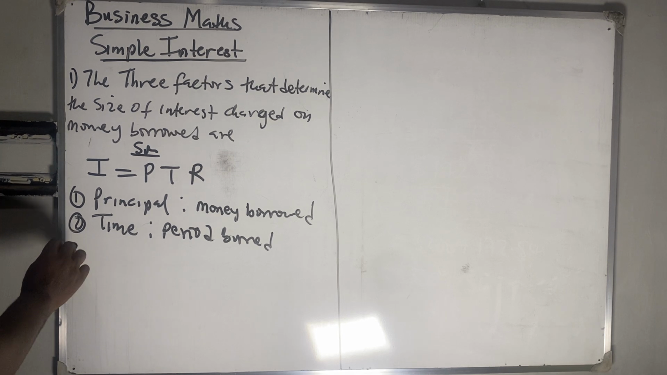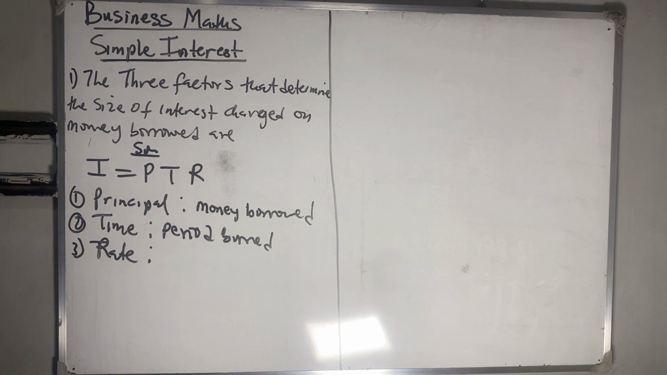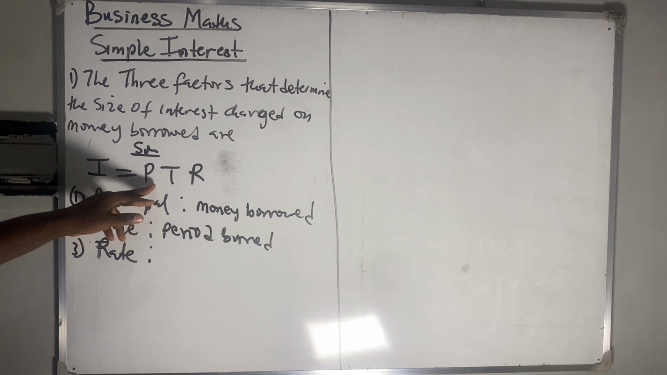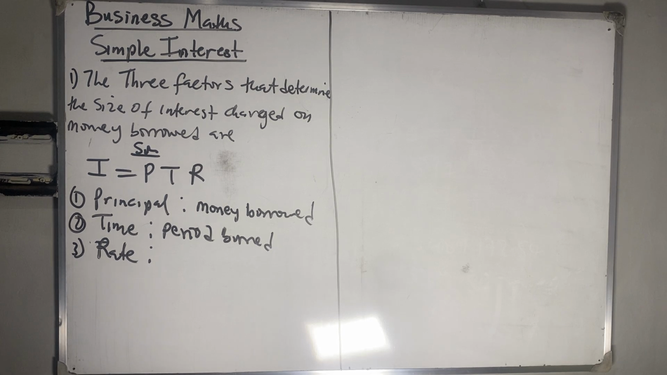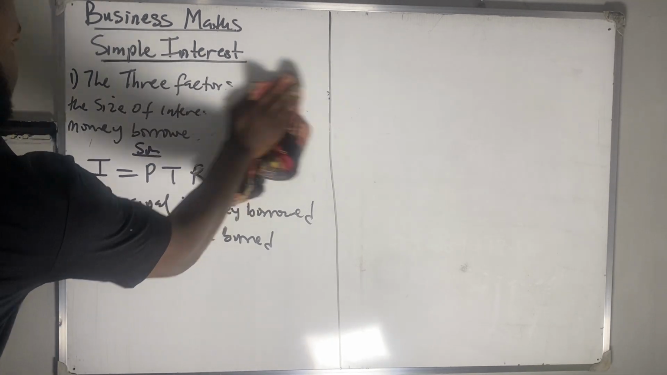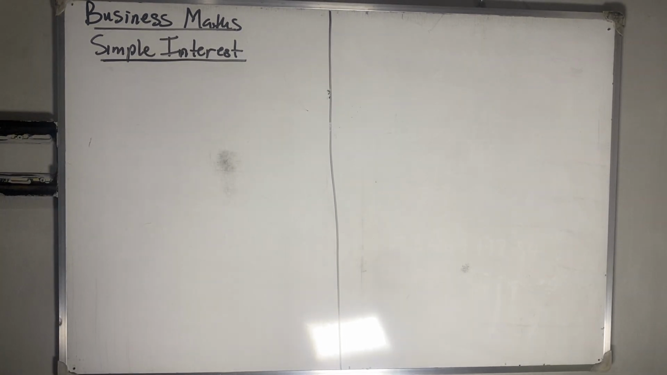So the next one, number 3, is the rate, R. The rate at which he borrowed the money depends on the bank or the person that is lending the money. Some people charge a very high rate, while some charge a small rate. So the interest the man will pay depends on the principal, that is the amount he borrowed, the time which the money will last with him, and then the rate the person gave him. So these are the factors that affect simple interest, or the interest the person will pay after borrowing money.